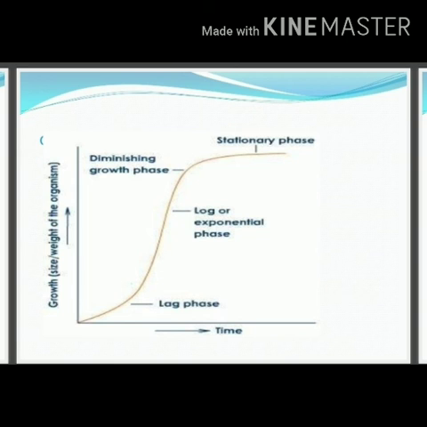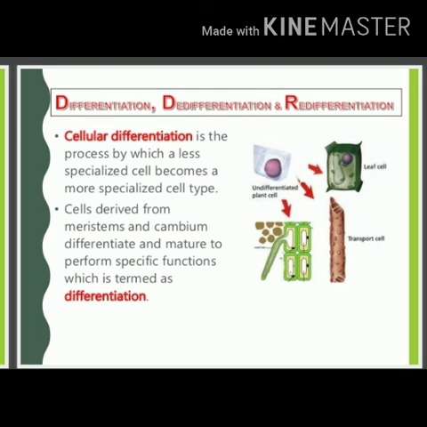In lag phase, the growth rate is slow. In exponential or log phase, the growth rate is faster and reaches its maximum. In stationary phase, growth rate gradually slows down and finally stops. Let us now understand the meanings of differentiation, dedifferentiation, and redifferentiation.